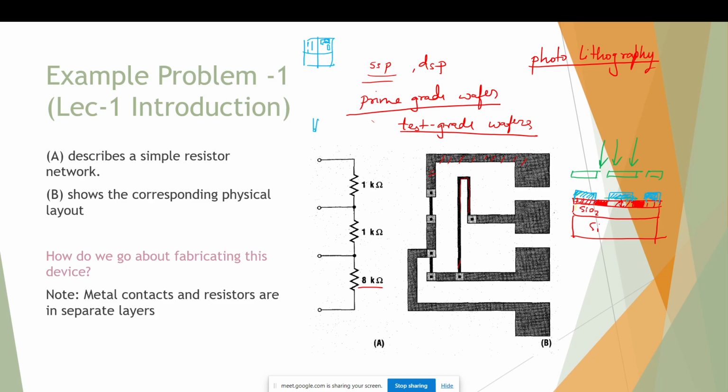So now we have the resistor here. Right. Yeah, okay. Thanks. So now we just need to remove this photoresist.